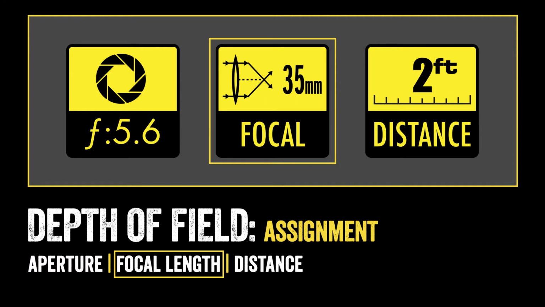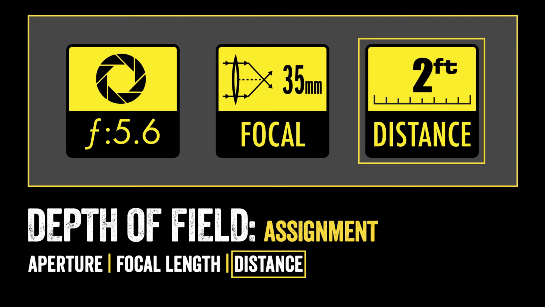The next, we'll adjust our focal length. We'll set our aperture and we will set our distance, and we will adjust just the focal length of the lens. And in the final set, we'll have our aperture and our focal length fixed, and we'll change the distance to subject.